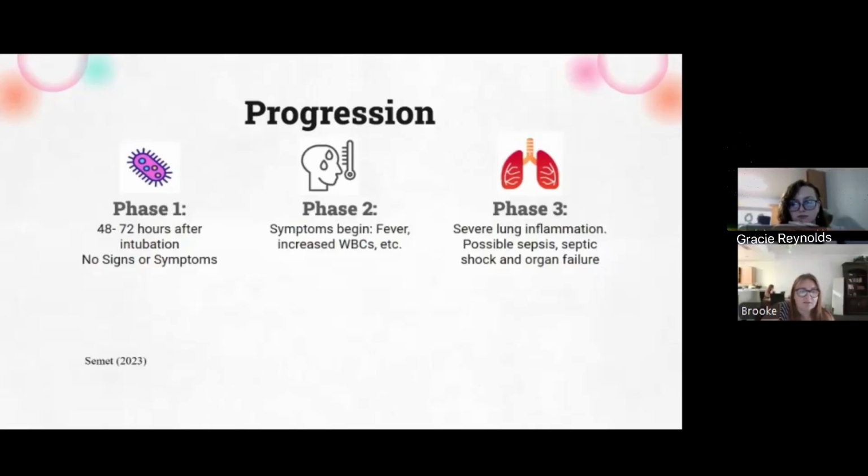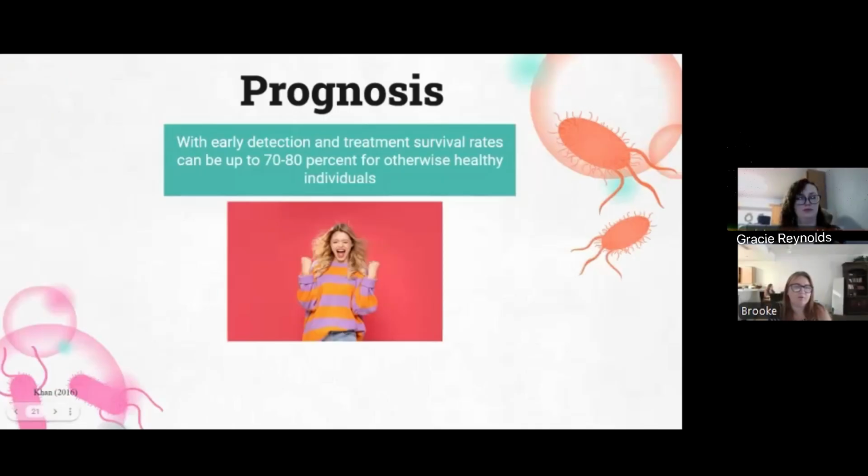The goal is to not allow the disease to get to this phase, as treatment at this stage is incredibly challenging and effects of it can be irreversible. The prognosis of ventilator-associated pneumonia is highly dependent on when it is recognized and treated. In addition, it is dependent on the patient's overall health and the microorganisms specifically causing the VAP.